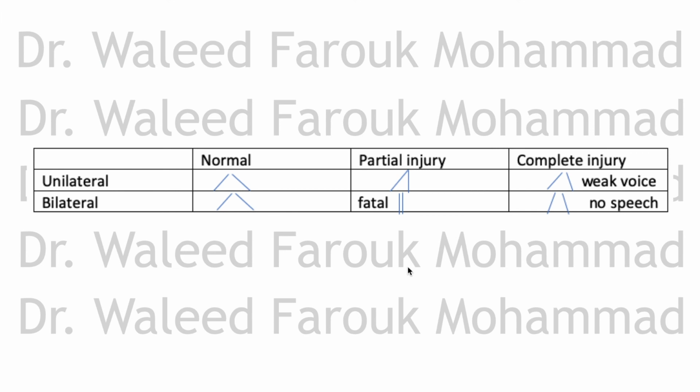Okay, last not least, the recurrent laryngeal nerve. When they studied the arrangement of fibers in the recurrent laryngeal nerve, they found out that the motor fibers are on the surface and they are more numerous than the sensory fibers. So the recurrent laryngeal nerve is almost motor, because it's motor to all the intrinsic muscles of the larynx. These fibers, the motor fibers, are on the surface.